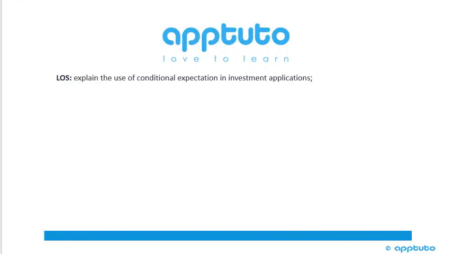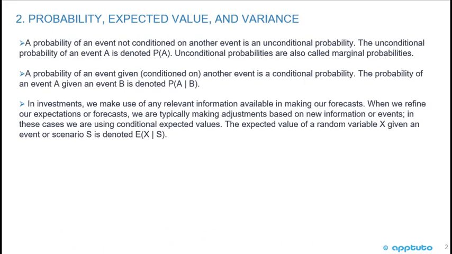This LOS is to explain the use of conditional expectation in investment applications. A probability of an event not conditioned on another event is an unconditional probability. The unconditional probability of event A is noted as P(A). Unconditional probabilities are also called marginal probabilities.